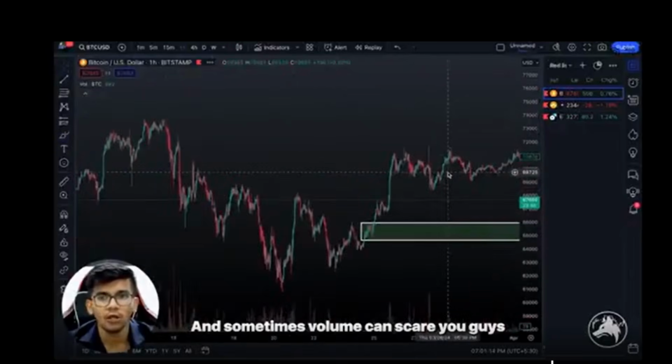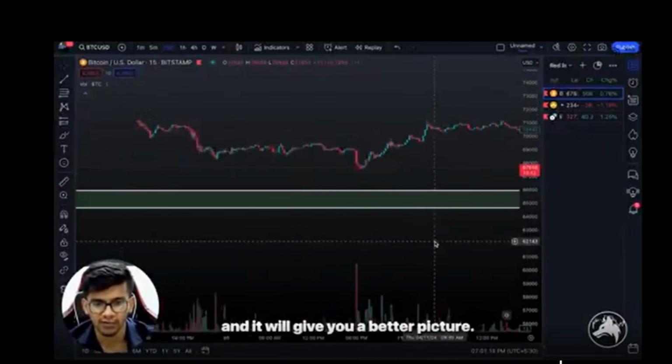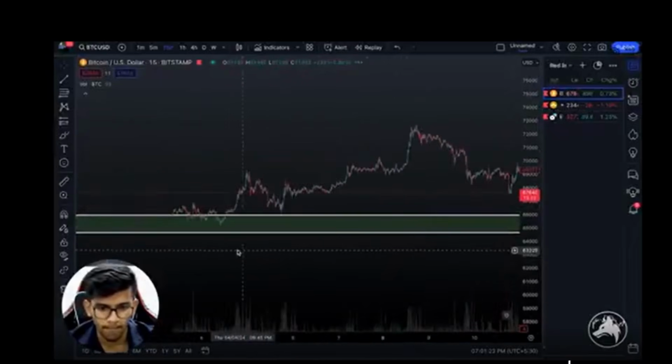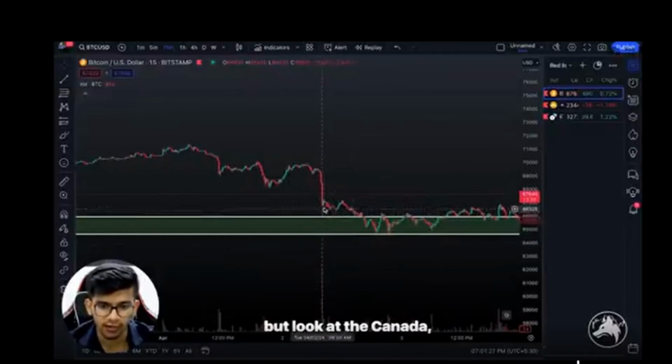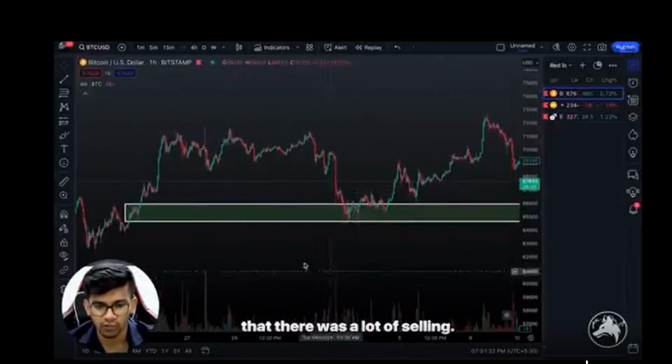And sometimes volume can scare you, guys. Don't get scared of volume, just shift to a different smaller time frame and it will give you a better picture. So if you look at this, there's a huge volume here, but look at the candle. There's a wick over here. So this doesn't necessarily mean that there was a lot of selling.